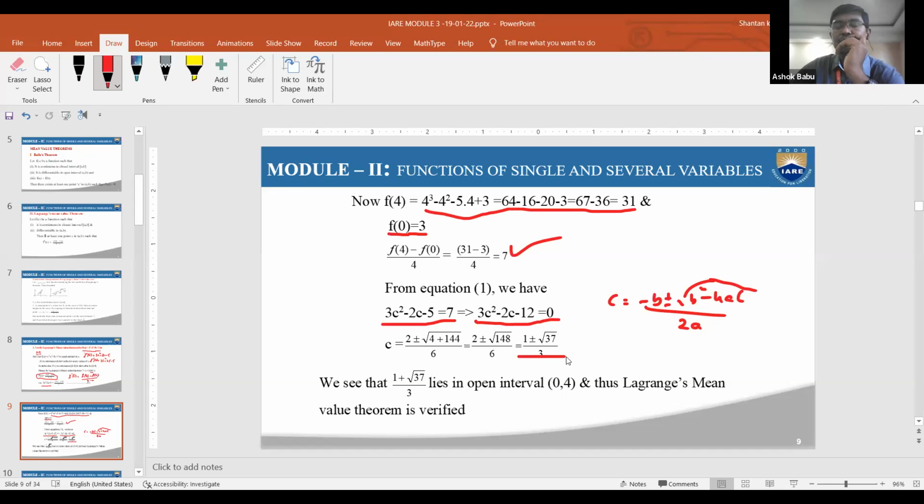Now you need to observe what is the value of this one. 1 plus or minus root of 37. What is the square root of 37? Anyone?